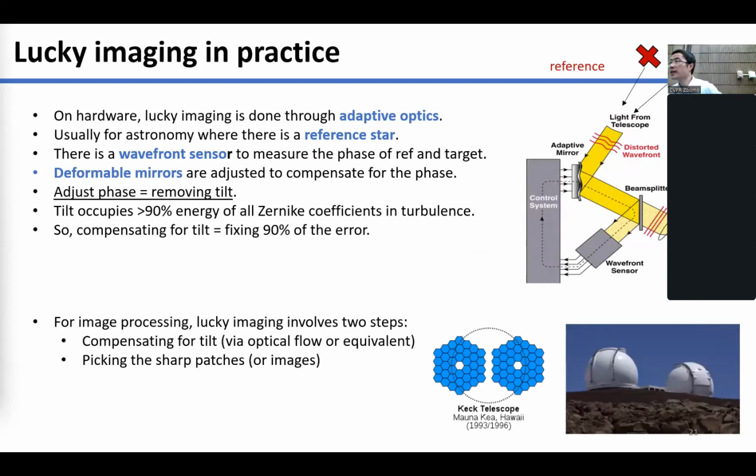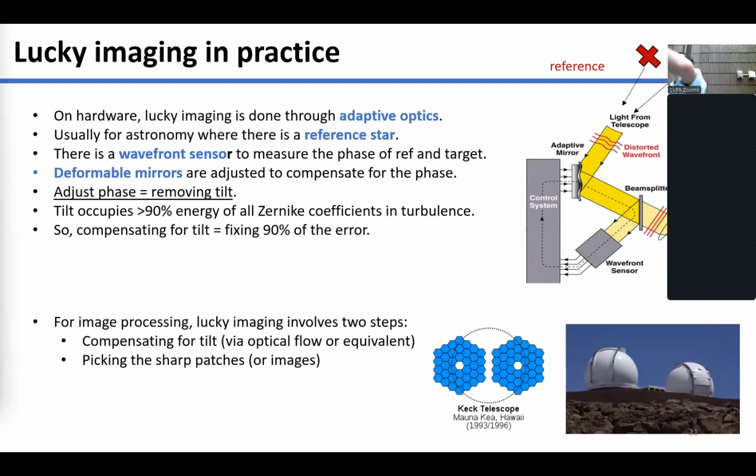How can we do lucky imaging? Of course, we're going to do it on computer, but if you care about hardware, then in physics, in astronomy, they actually build hardware devices to do this lucky imaging. The concept is very easy. You look at the star, you look at Jupiter, okay, or you look at Mars, you look at something that has turbulent effects.